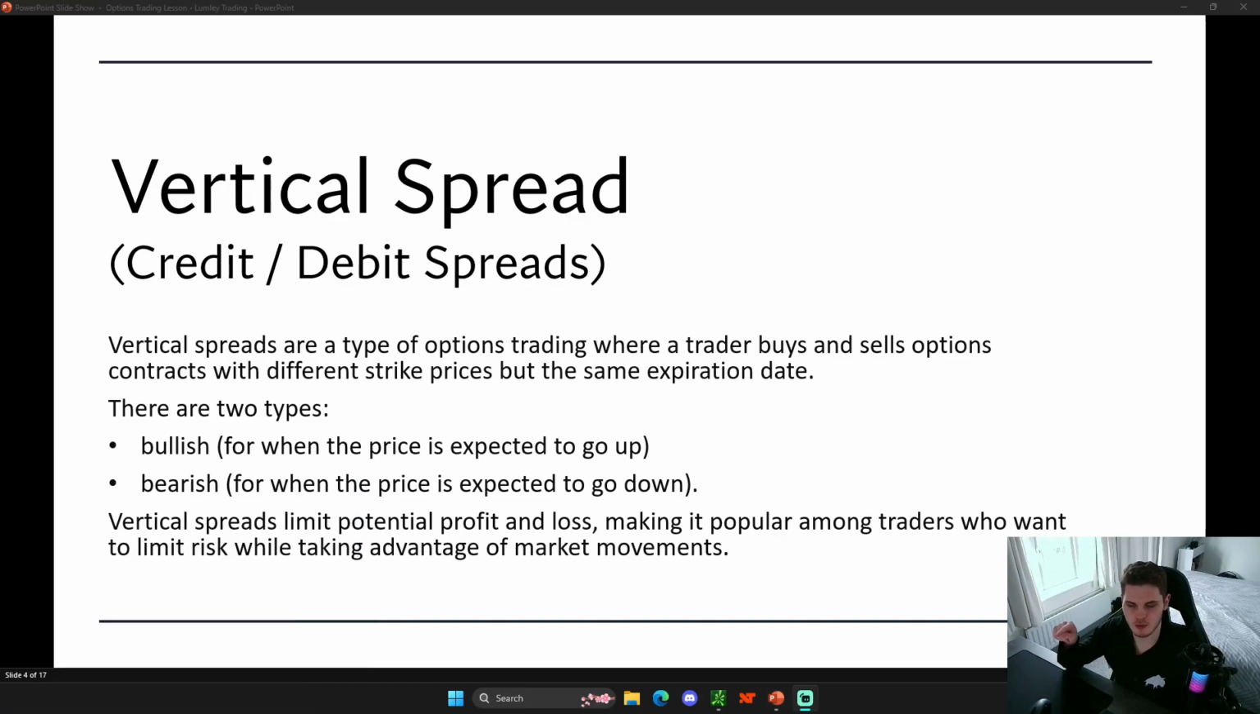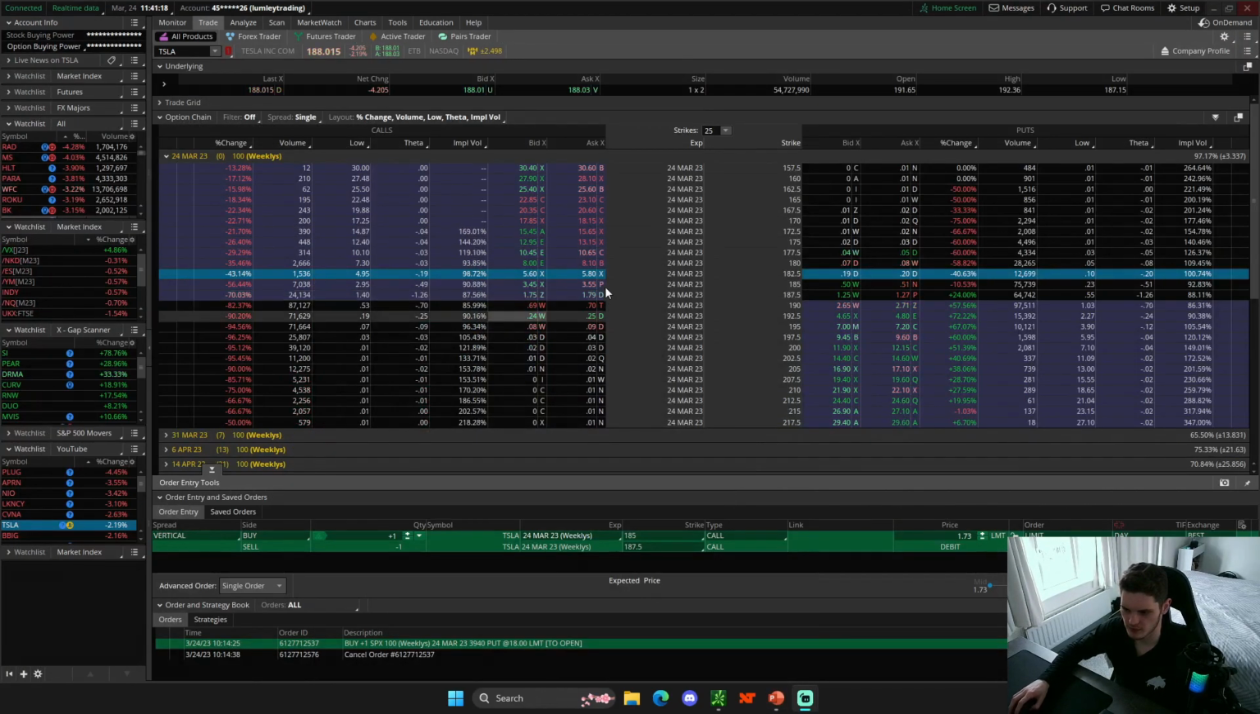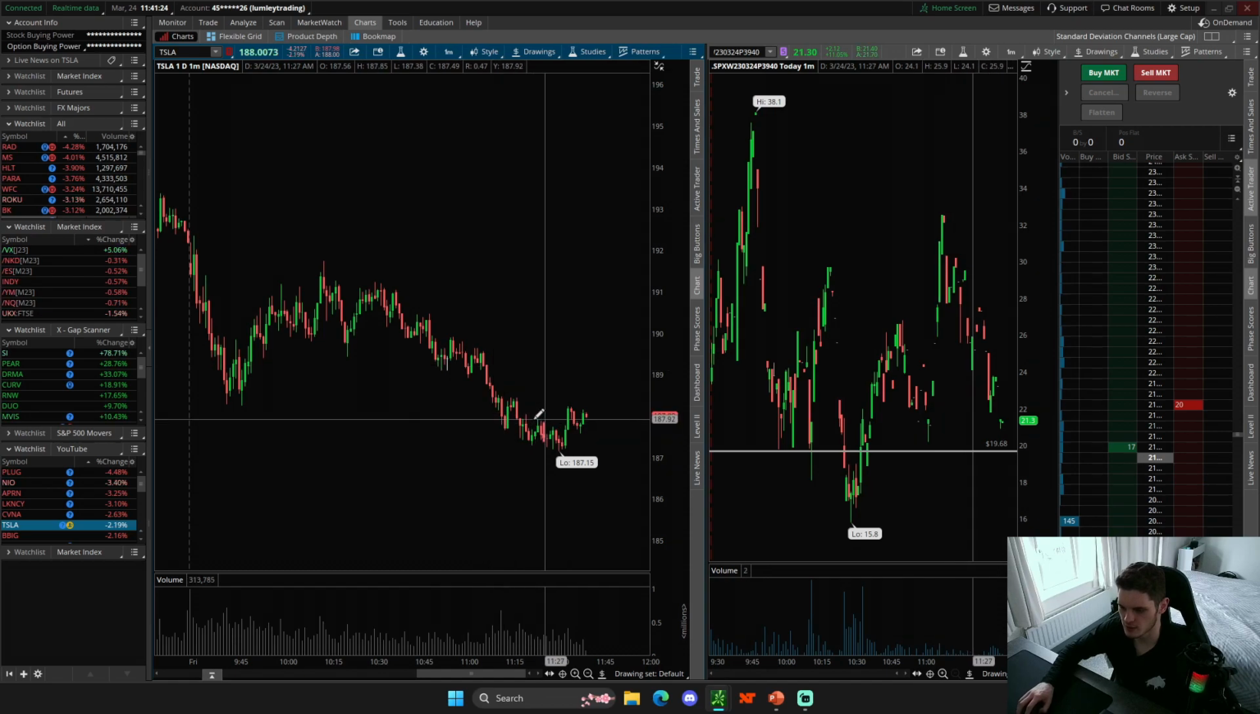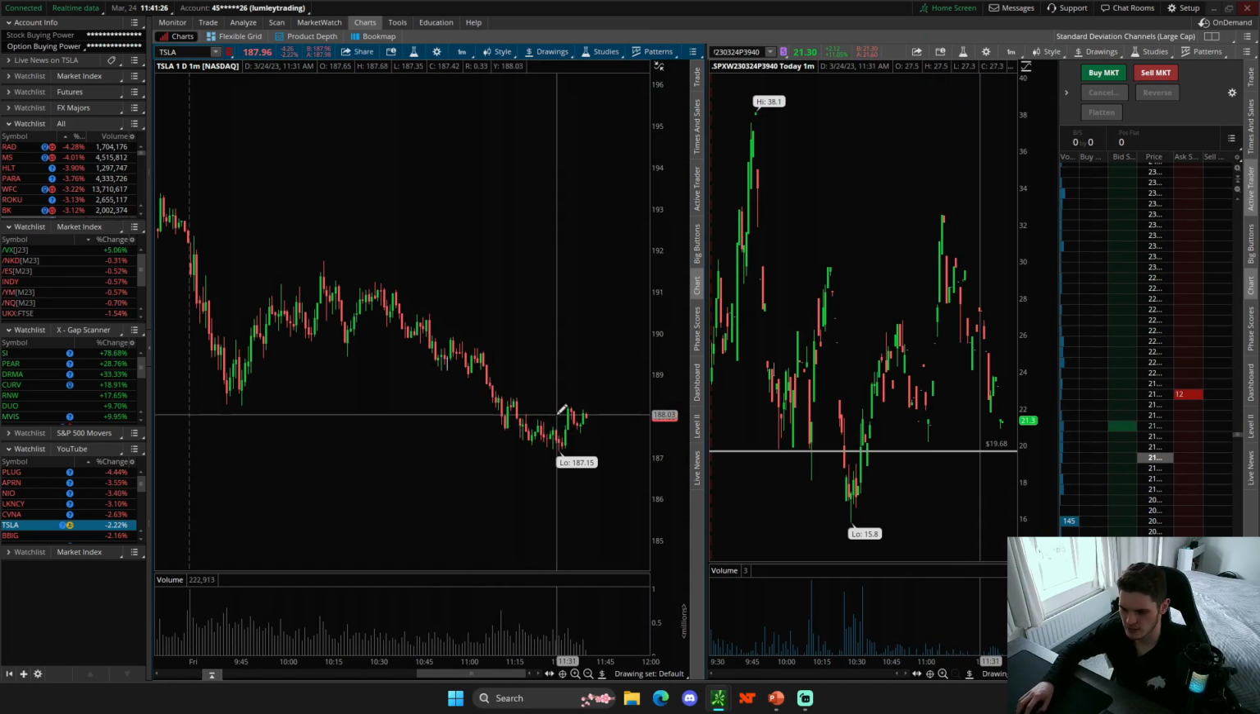Just to note, we will move the face cam to the other side so that it doesn't block any text. But to get into an in-market example of the vertical spread, we'll go over to Tesla. If we go over to the chart, where is Tesla currently sitting? We're currently sitting around $188.